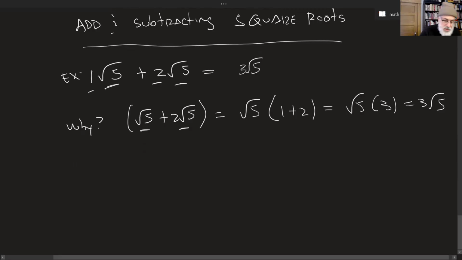So another way to think about this is if I am adding these two things, the multiplication in front says I have 1 square root of 5, I have 2 square root of 5s. And if I add those, then I have 3 square root of 5. It's just another way to look at it.